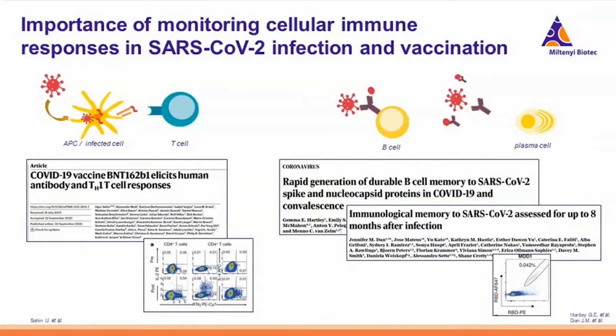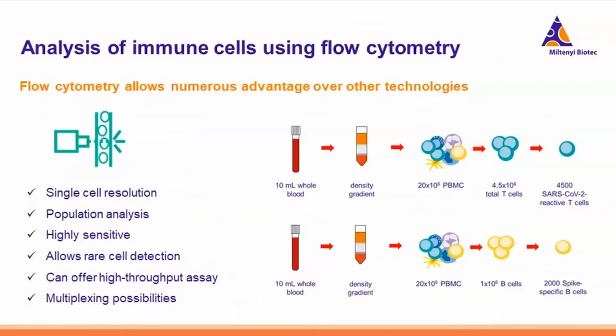Numerous studies have shown how T and B cells respond towards SARS-CoV-2 infection, and therefore it is critical to study them upon vaccination to evaluate long-term memory. Here are some of the recent articles you can see as a snapshot where such analysis was used. My colleagues later will elaborate further on this topic during the talk. And as you can see, of course, flow cytometry has played an important role for this kind of cellular analysis. So why is flow cytometry a useful tool here?